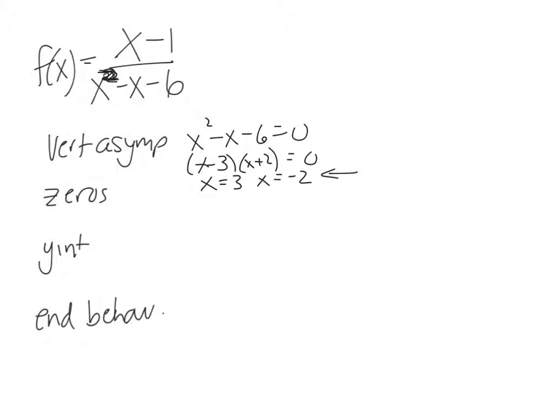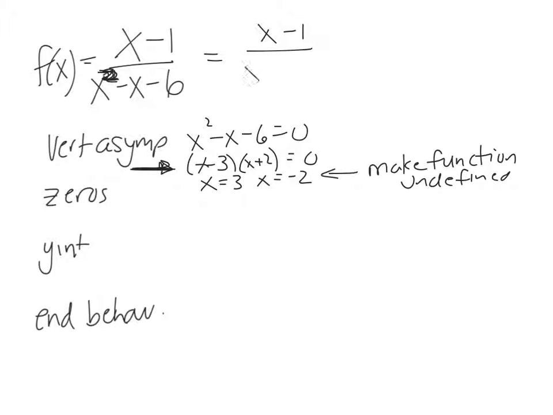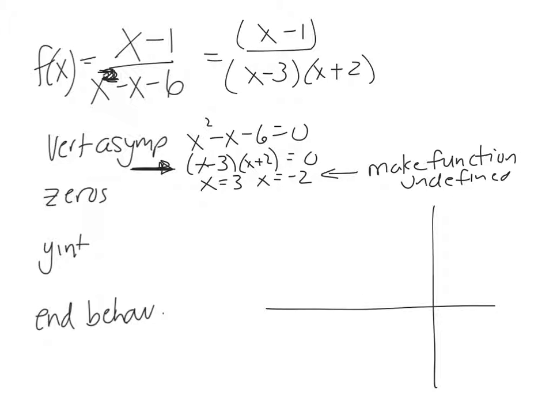These are the values that make the function undefined. That means that they're going to be asymptotes unless they cancel from the top. Are either of these two factors on the top? No, right? So this can be rewritten as x minus 1 over x minus 3 times x plus 2. Nothing cancels. So those are asymptotes, right? So if I look at this graph, I have an asymptote at, oh, did I do that backwards? Yeah. Sorry, I have an asymptote at negative 2, and I have an asymptote at 3.